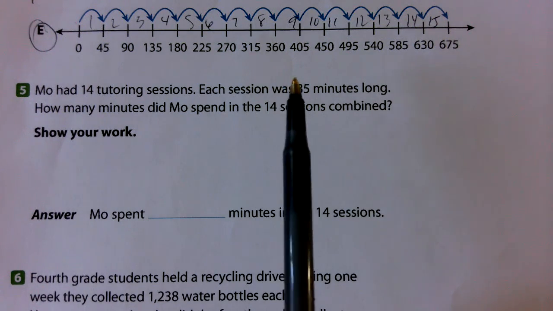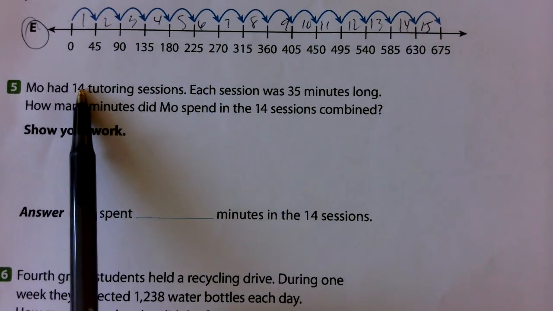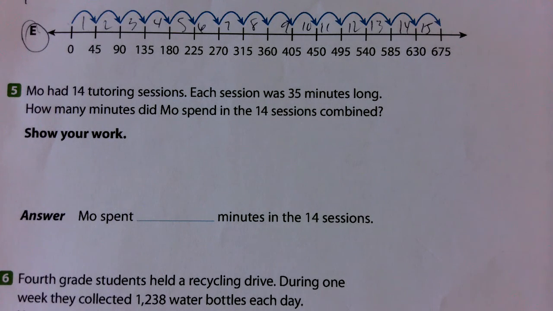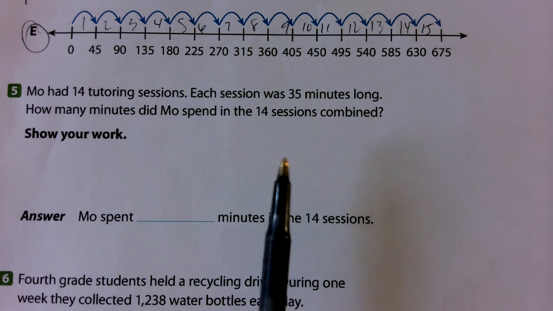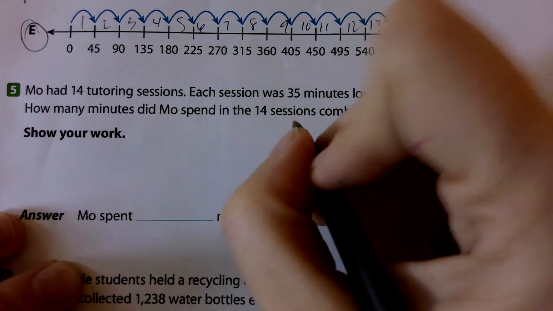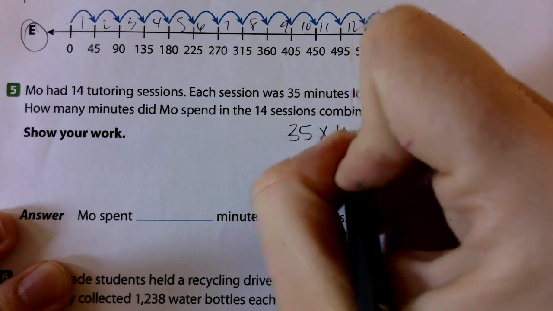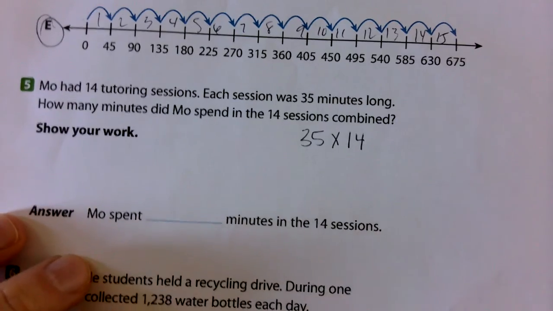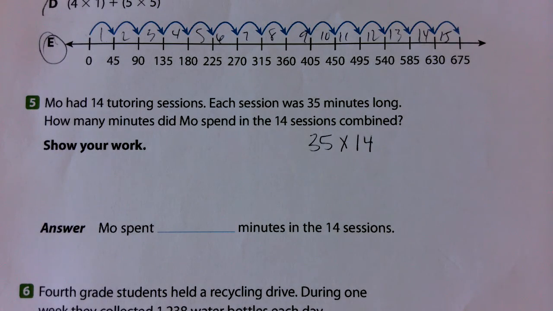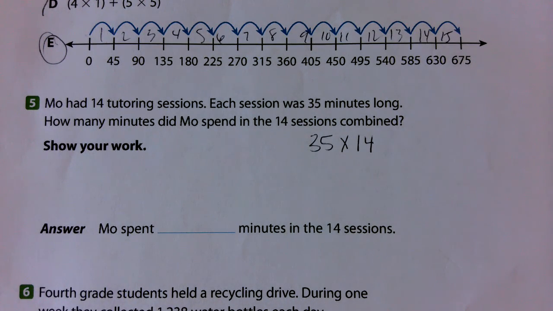Okay, I'm not going to add, I have to multiply because that's 14 sessions and each was 35 minutes. So that's 35 minutes times 14 sessions. Okay, so this is where you're going to solve it. You're going to do 35 times 14. Go ahead, pause the video here and try to solve number 5 on your own. Multiply 35 times 14. You can use any method that we've gone over.